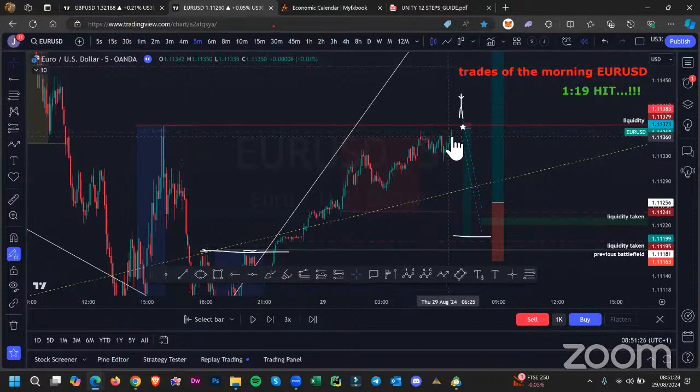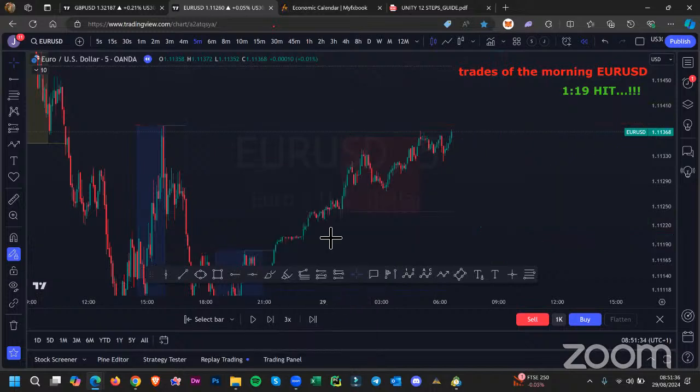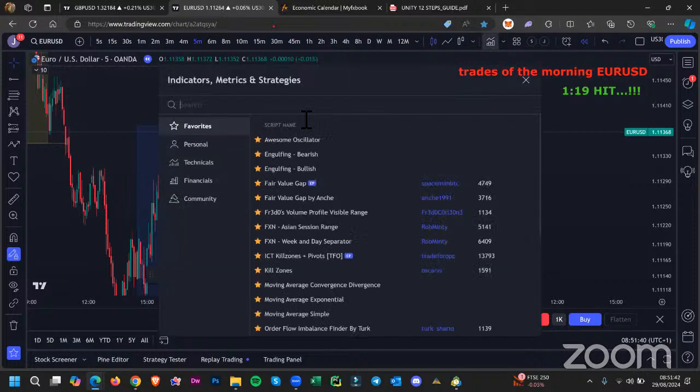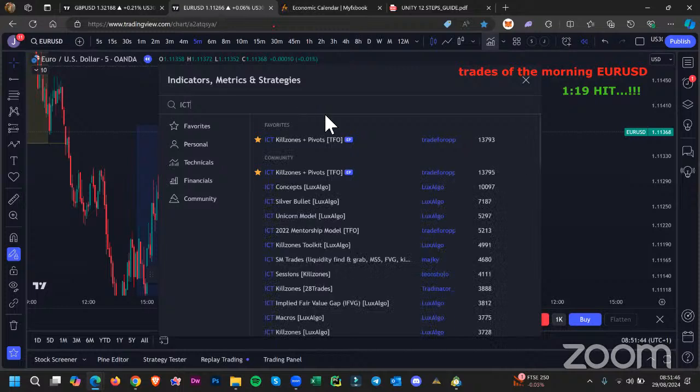This is about 6:30. And as soon as I open up this chart, I'll tell you what I'm going to do, I'm going to wipe everything off my chart. Boom. I've got only this indicator in here. It's the only indicator I have here, and I'm going to say it one more time. If you don't have it, don't tell me you ain't heard me say it. It's called ICT Kill Zones plus Pivots, TFO, by Trade for Up.